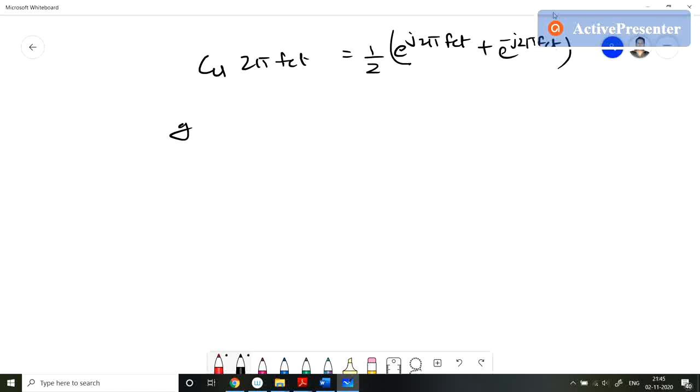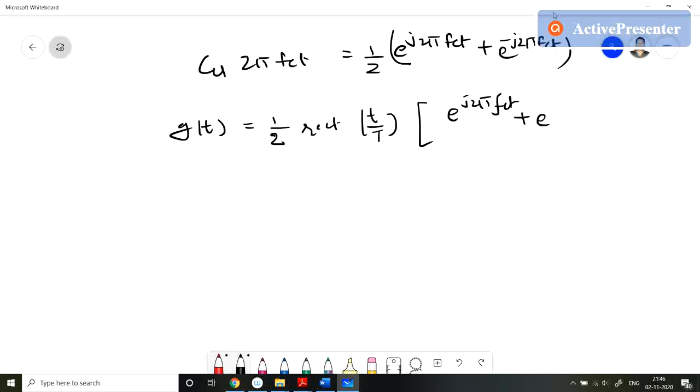So how to write gt? If we see carefully, we can write gt as 1 by 2 rect t divided by T, multiplied by e raised to the power j 2 pi fct plus e raised to the power minus j 2 pi fct. So what is happening here?